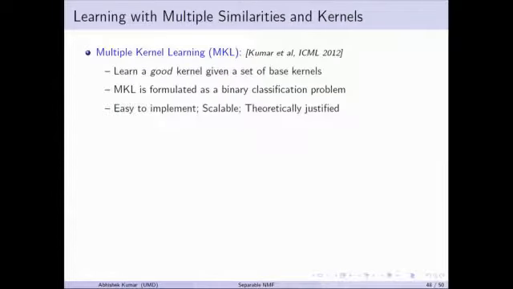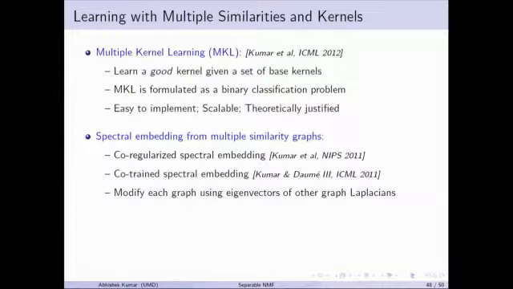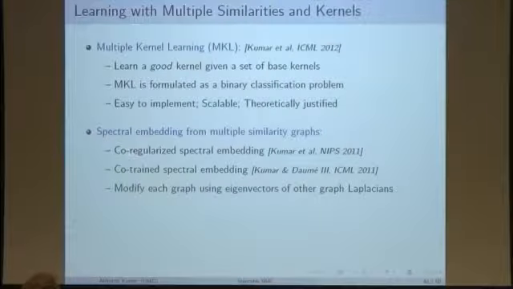In this line of work, I have worked on multiple kernel learning. We are given a set of kernels and we want to combine those to learn a final good kernel. Here, the setting is that we are given multiple similarity graphs and we want to learn a spectral embedding combining these similarity graphs. Both these approaches are based on either co-training or co-regularization.